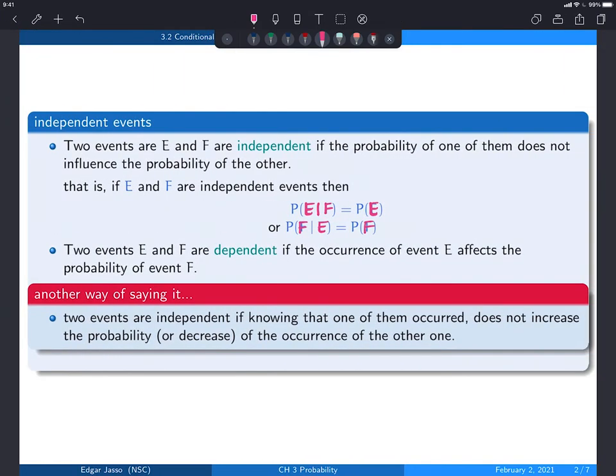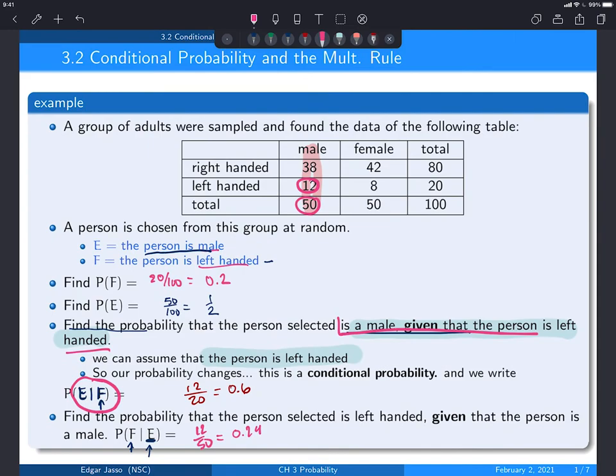In my examples over here, E and F are not independent because, for example, P of E was 1/2, and E given F was 0.6, so it did change, right? So 0.5 to 0.6. Or you can see it the other way around. The other example, the probability of F is 0.2 and the probability of F given E is 0.24. So they did change, so these are not independent.